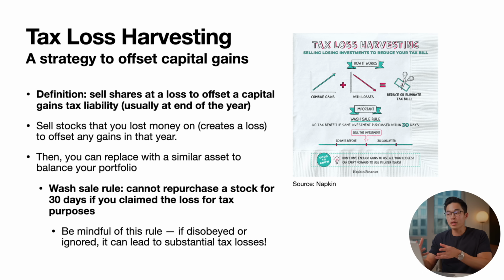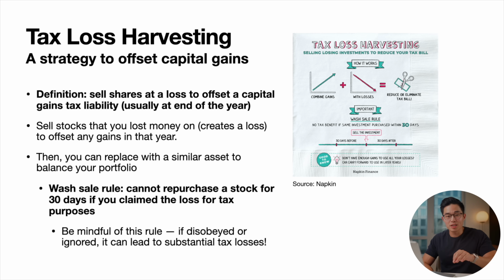So let's say it's December and you realize, okay, I sold a bunch of stocks, I made some good money, but there's this one stock I had that actually is down a lot. What you're gonna do is you're gonna sell that stock for a loss, and that loss is actually going to offset any gains from that year. Then you're gonna replace it with a similar asset to balance your portfolio.